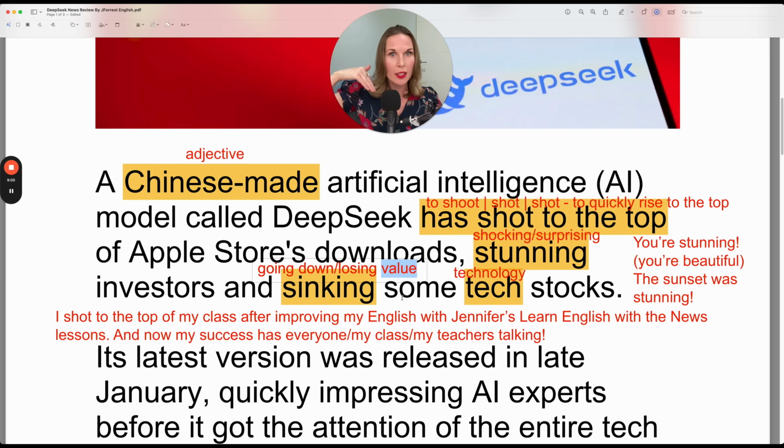So sinking in terms of losing value. So the stock was this price, but then DeepSeek shot to the top and the value went down of some tech stocks.